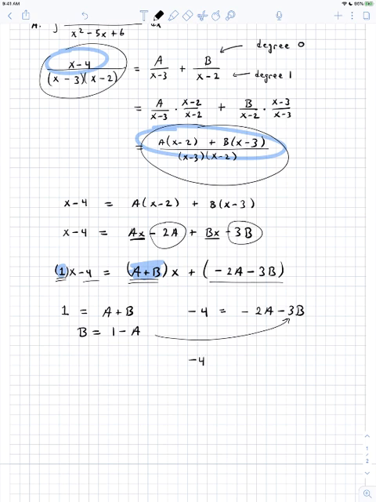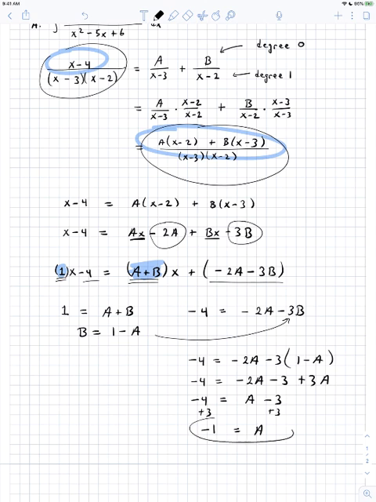So you have minus 4 equals minus 2a minus 3 times b, which is 1 minus a. So minus 4 is equal to minus 2a minus 3 plus 3a. Minus 4 is equal to 3a minus 2a, which gives you 1a, minus 3. And then you just add 3 to both sides. On the left, you're going to get minus 1, and on the right, you're just going to get a. So now you know what a is.